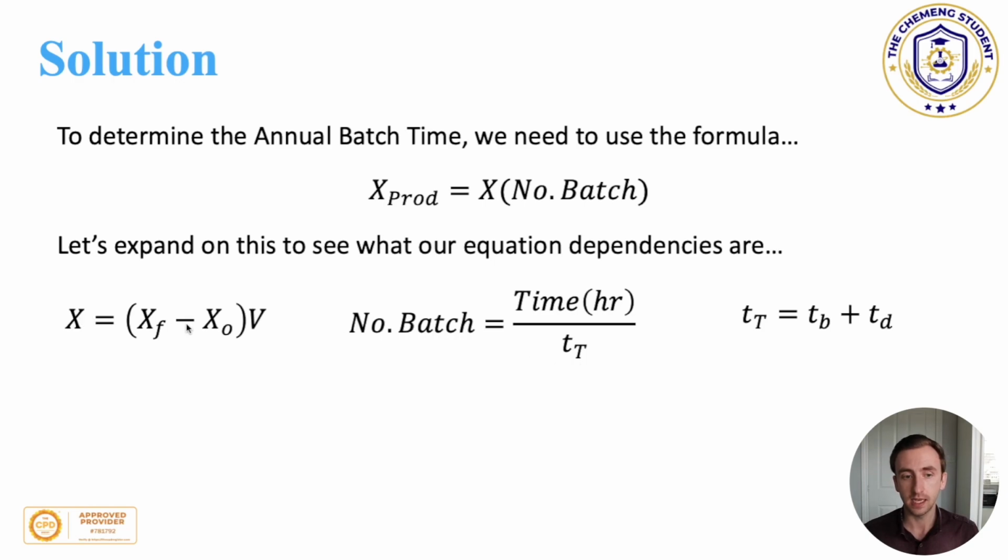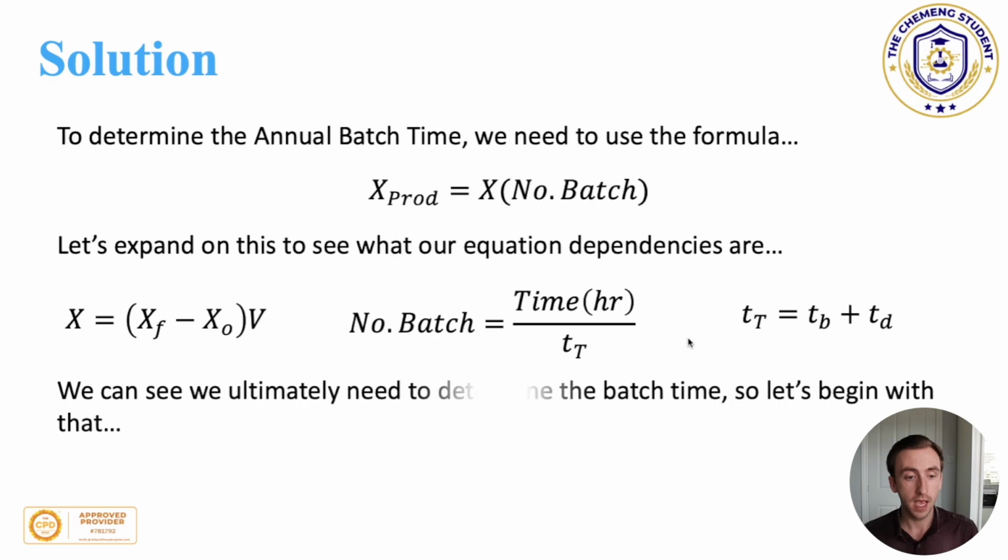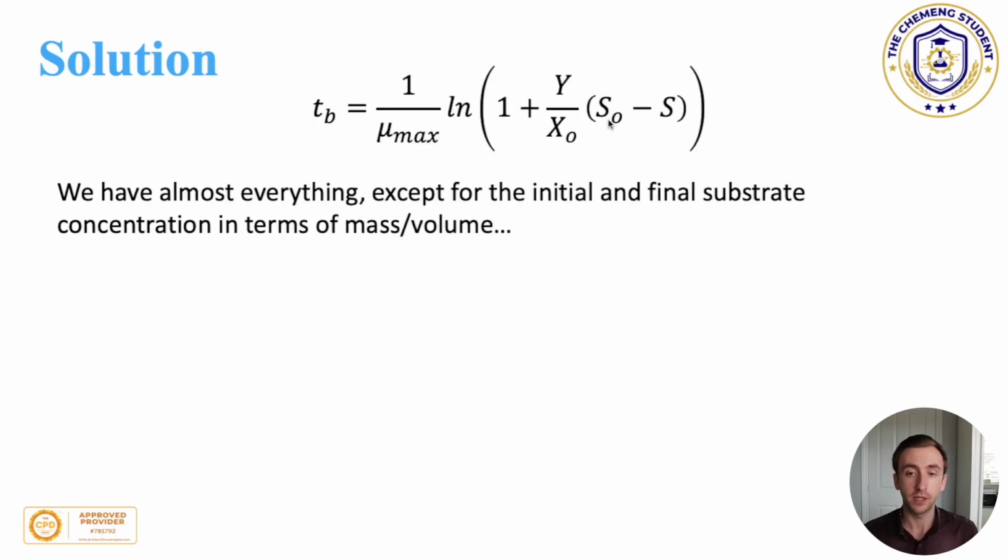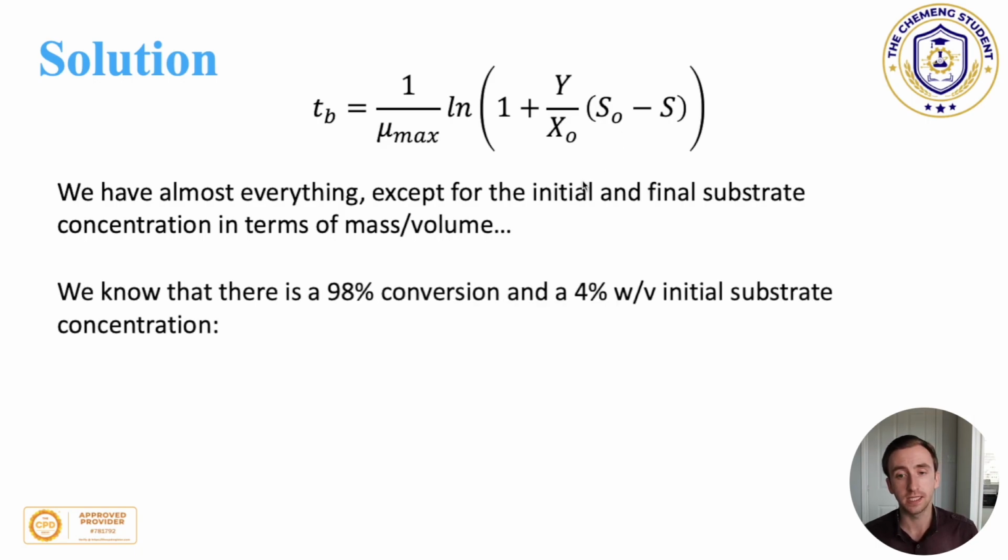We know that x is the difference between the final and initial biomass concentrations multiplied by the volume, and we know that the total time is equal to the batch time plus the downtime. So now we can see that ultimately, in order for us to solve this, we need to find the batch time, and we do that using this equation. Now the thing that we don't have though is the S values explicitly. We need to express these in the initial and final substrate concentrations of mass per unit volume.